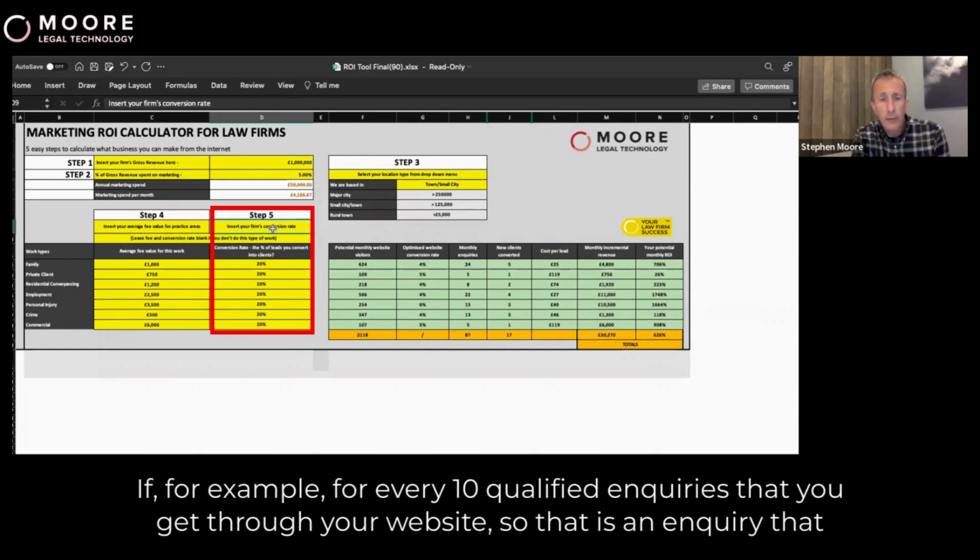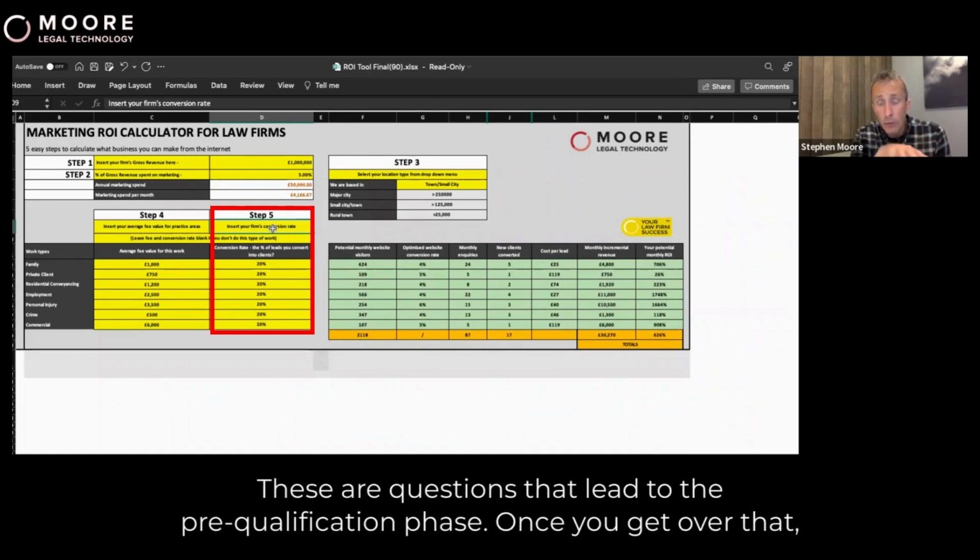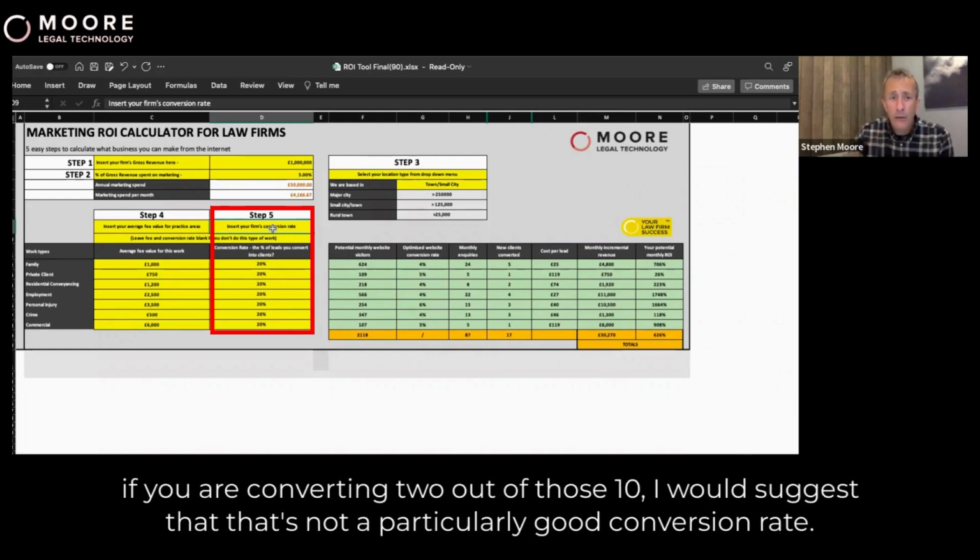So if, for example, for every 10 qualified inquiries that you get through your website, so that is an inquiry that would generally meet your criteria. Your criteria may be, can they pay? Is it work that I want to do? Are they in the right area? These are questions that lead to this pre-qualification phase. One should convert for every 10. If you are converting 2 out of those 10, I would suggest that that's not a particularly good conversion rate.